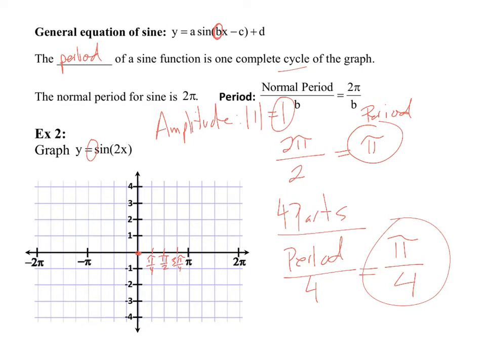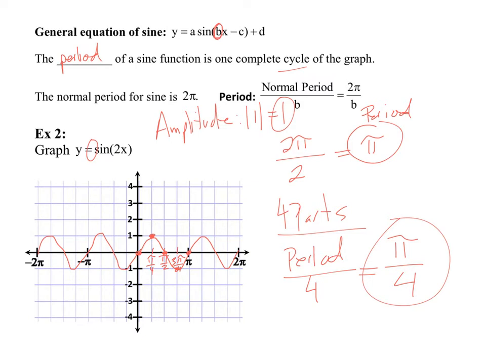So at 0, I'm at 0. And at pi over 4, I go up to the maximum, which is 1, because that's my amplitude. And then back to 0. Then I go down 1, and I go back to 0. So there is one complete cycle. Then you could just repeat the pattern, which isn't too hard to do. Pretty simple stuff once you get the hang of it. So there's our sine graph or sine wave. Let's go on to another example.